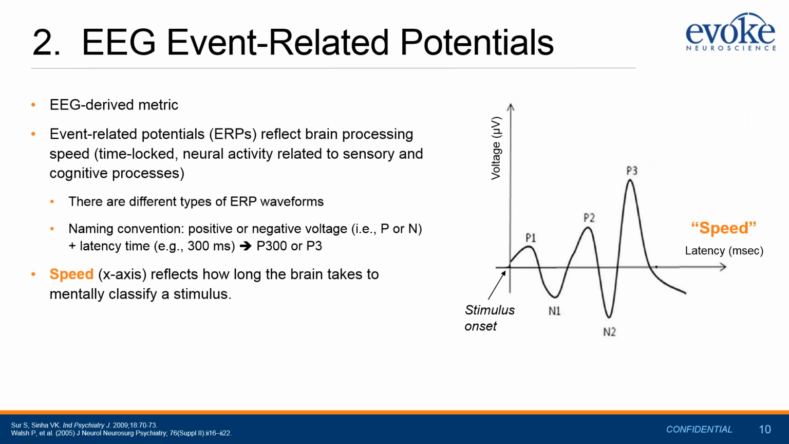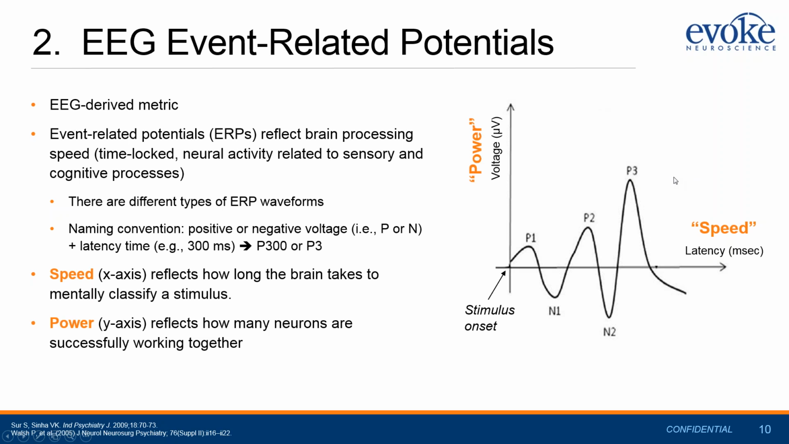So from that definition, you should be able to derive that we're interested in two factors for ERPs. We're interested in speed or latency. When is this component occurring? 300 milliseconds, or is it later than that? Is it at 400 milliseconds? And then we're also interested in power. Power really reflects how many neurons are successfully working together to recognize and process information from this stimulus onset. Remember, we're interested in positive or negative voltage, and really, the higher up we go or the lower down we go, the better. We want really high power. It means our neurons are working together in unison to process this information really efficiently.